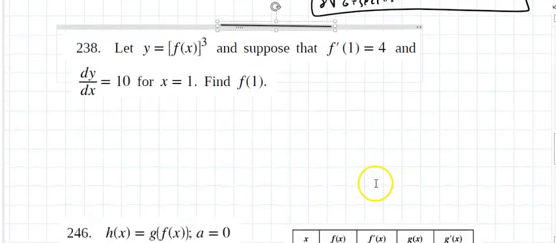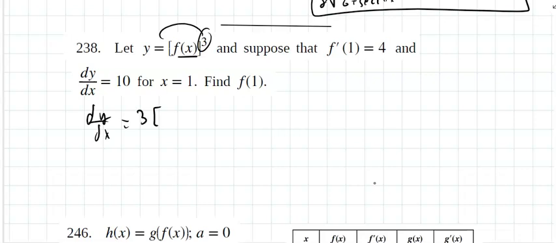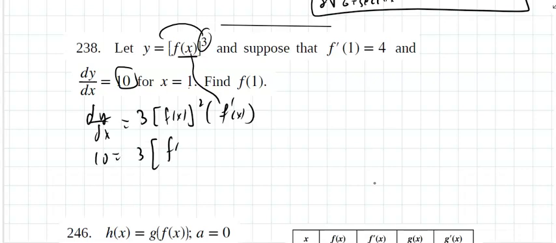If I look at this problem, it says y equal f of x quantity cubed. Find dy dx. Well, dy dx would be what? Bring the power down, subtract 1 from the power, times the derivative of the inside, which is f prime of x. So now if I evaluate everything at 1, this would be a 10, 3 times f of 1 squared times f prime at 1.